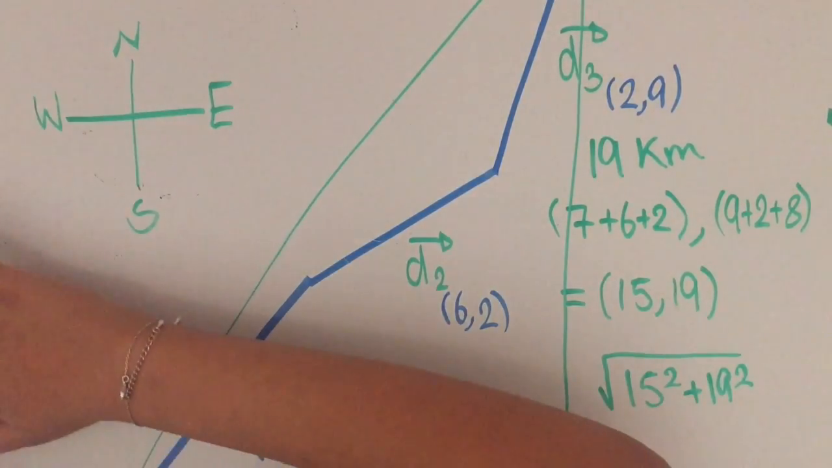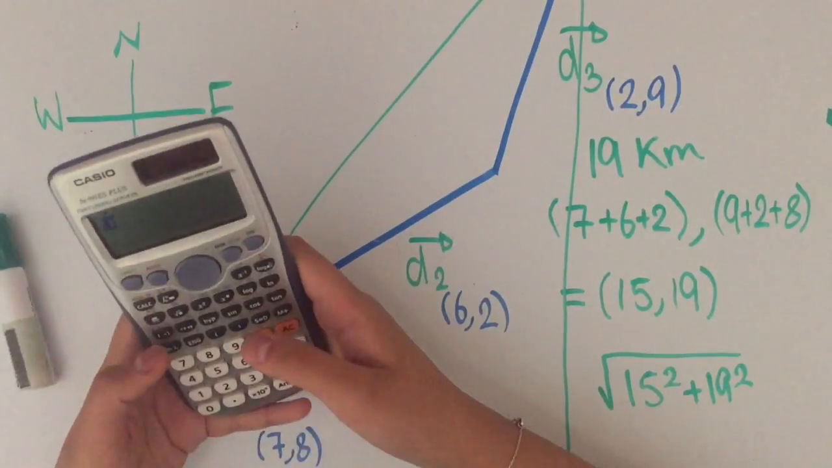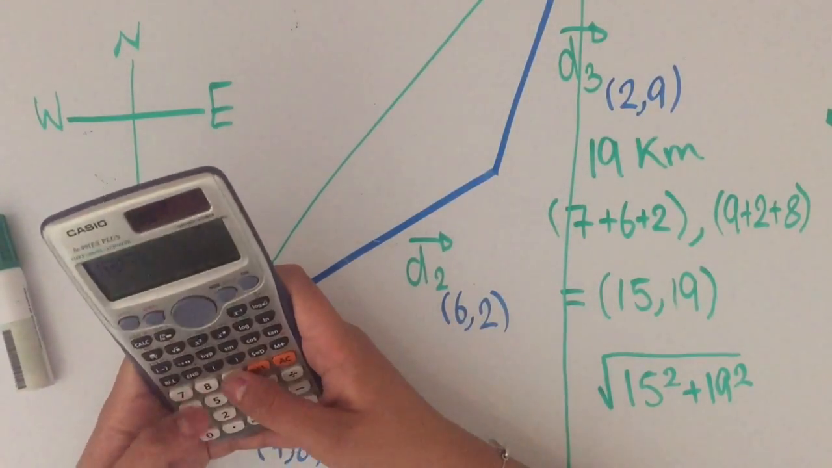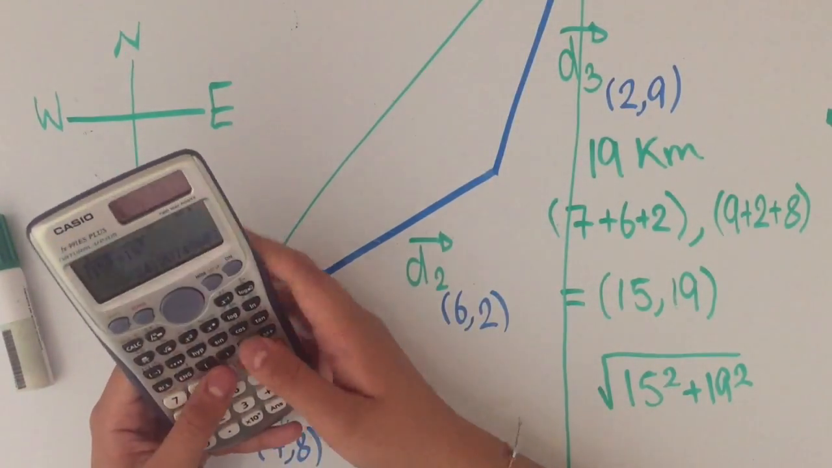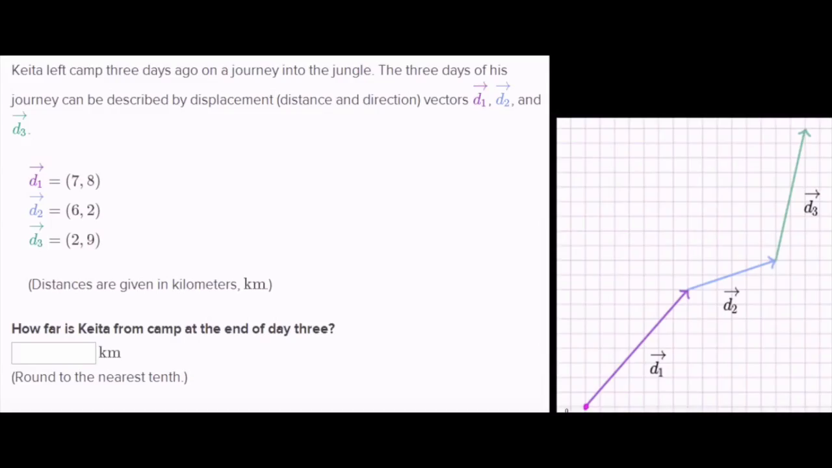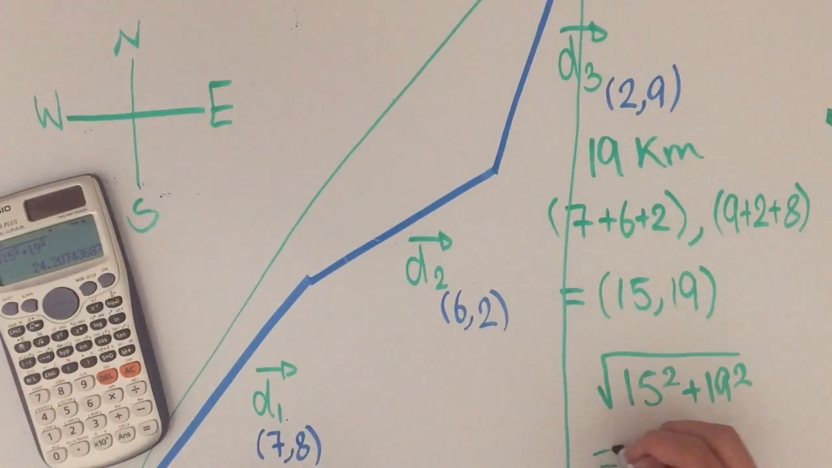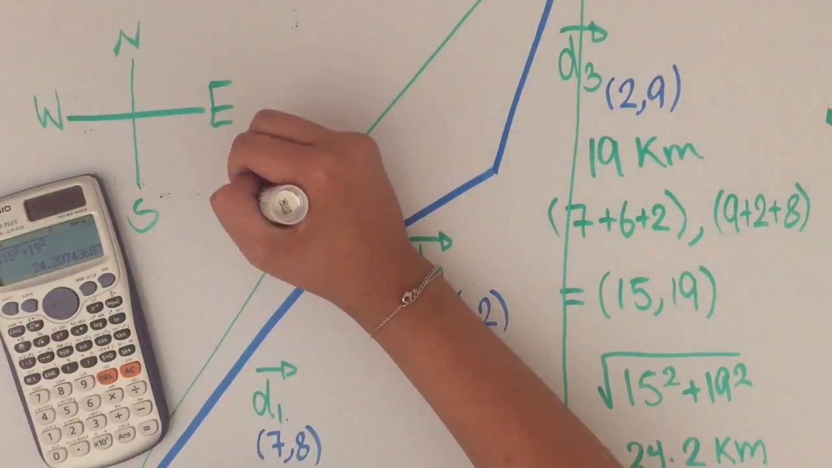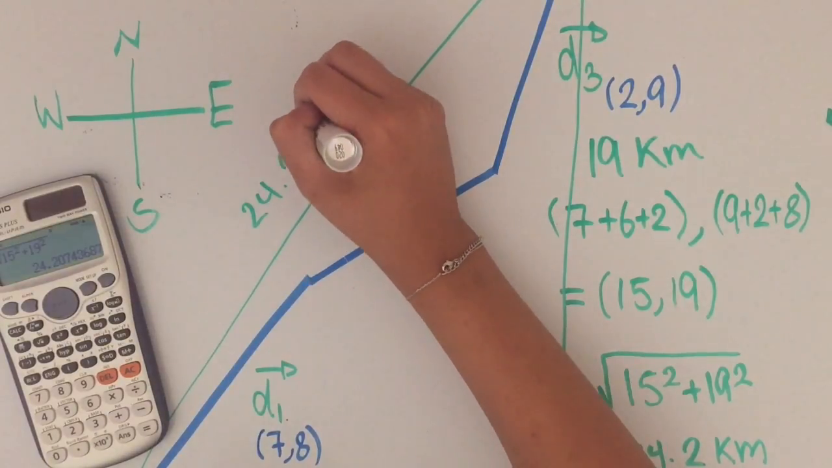Using your calculator, put the data into the calculator, which will be 24.207. However, the question is asking us to round to the nearest tenth. Therefore, the answer will be 24.2 kilometers. So how far Kita is from the camp at the end of day 3 is 24.2 kilometers.